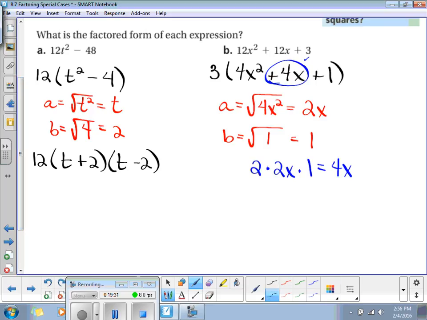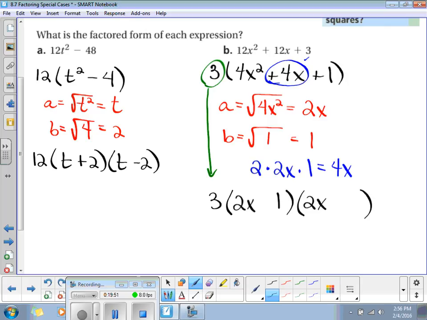So, we have to bring down the 3. Don't forget to bring down your GCF. And then the binomials are going to be made up with your A and your B. So A is 2x. So that's 2x times 2x like that. And your B is 1. So there's the 1 times 1. And both signs are going to be plus. So, if I want to write it with the exponents, this would be 3 times the quantity 2x plus 1 squared. And there's your final answer.